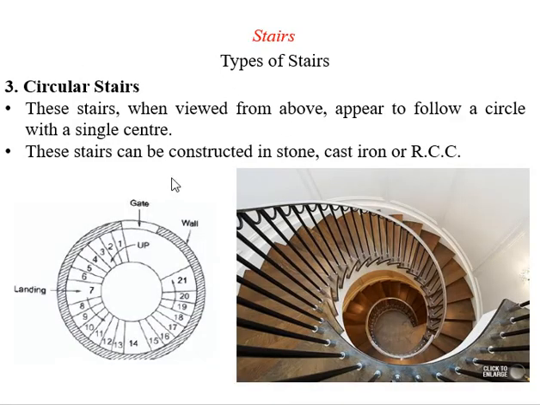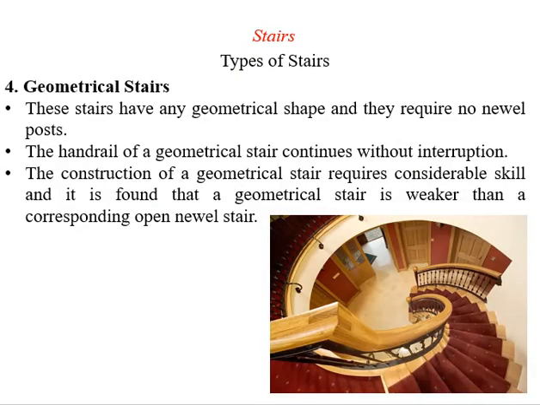Next is the circular type of stair. That again depends upon the availability of the space and the type of look that we want to give our staircase. The stair could be in the form of a circular shape. Let's see, this is a plan view. We have started our entry from here, step 1, step 2, again landing, step 8, 9, 10, again landing. So depending upon the availability of space, we can have such types of circular stairs, which can be made of either stone or RCC, depending upon the availability of the material.